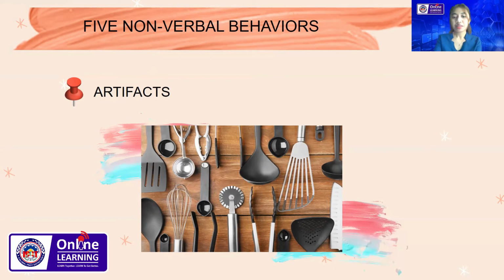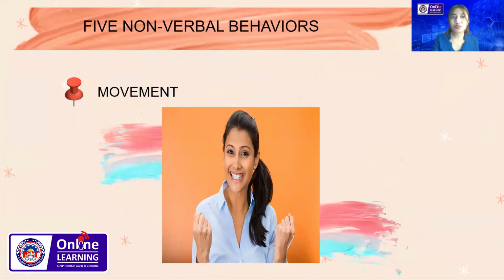For example, if you see a lady in formal attire, we can conclude that that lady is working in a company. If the person wears gold or jewelry and also has an expensive bag, we can conclude that this person is rich. That is an example of artifacts. Let us now proceed to the movement. Obviously, when we say movement, it is something to do with your gestures, facial expressions, and hand movements. Okay? That is what we call movement.